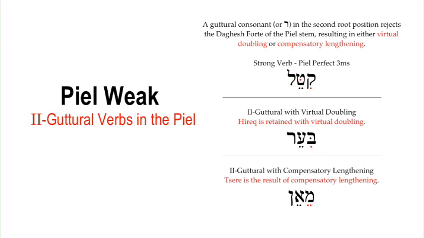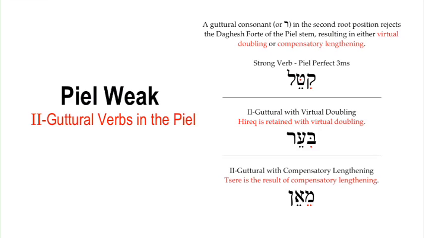Now combine that with the knowledge that all PL verbs love to double the second root letter or to place a dagesh forte in it. But you can't place a dagesh forte in a guttural consonant. So that's where the change is going to come. The guttural in second root position is going to reject the dagesh forte, and you're going to get one of two responses in the spelling of the verb form. You're going to get either compensatory lengthening or virtual doubling. Compensatory lengthening or virtual doubling.